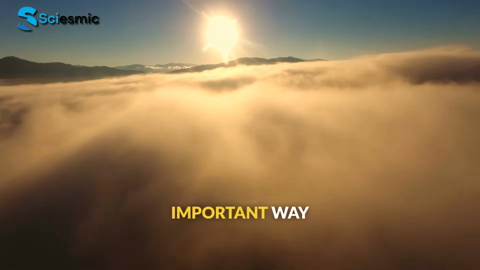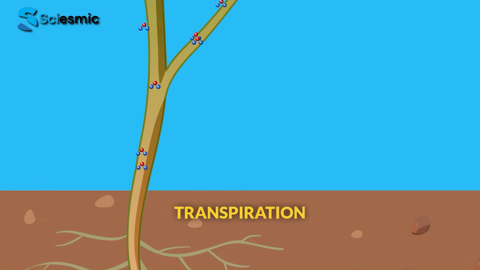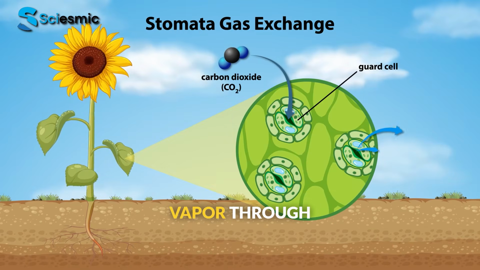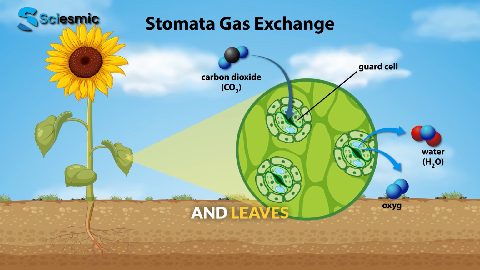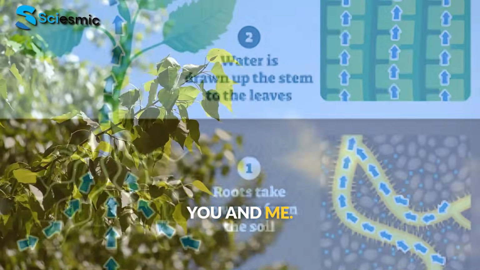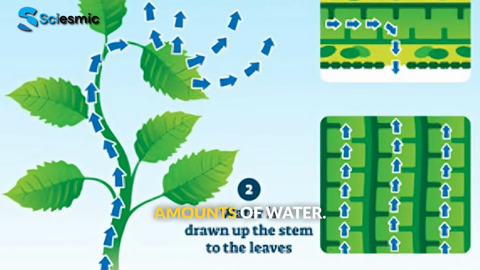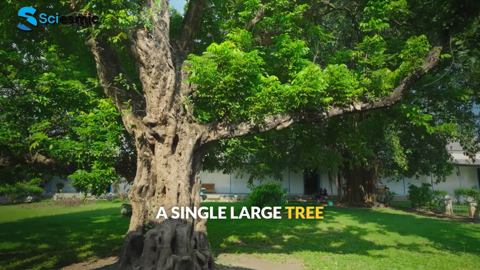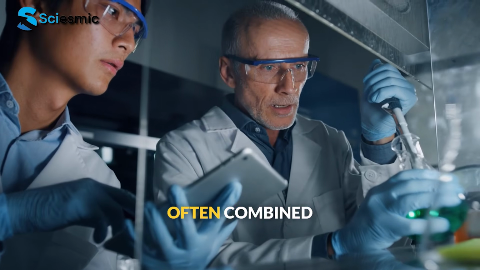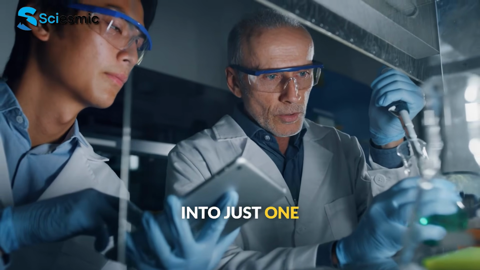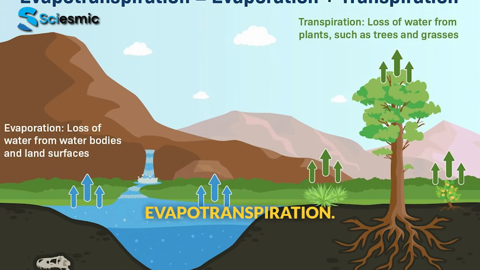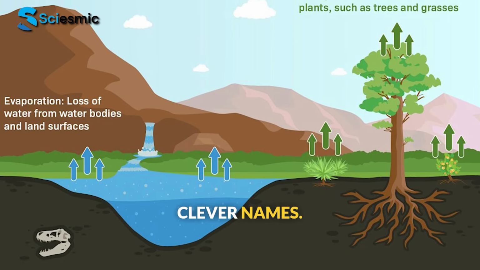But there's another important way water enters the atmosphere: transpiration. Plants absorb water through their roots and release it as vapor through tiny pores in leaves called stomata. This is like plants basically sweating, like you and me. Transpiration moves huge amounts of water. A single large tree can transpire hundreds of gallons per day. Scientists have often combined evaporation and transpiration into just one term, and they got really fancy with it: evapotranspiration. Right? Scientists don't have the most clever names sometimes.